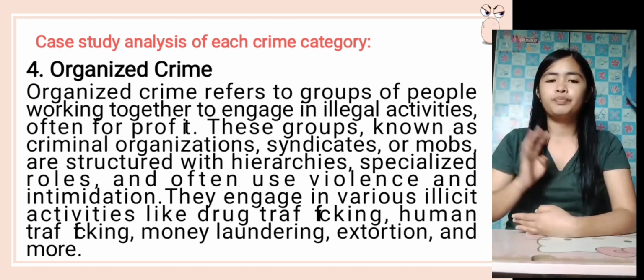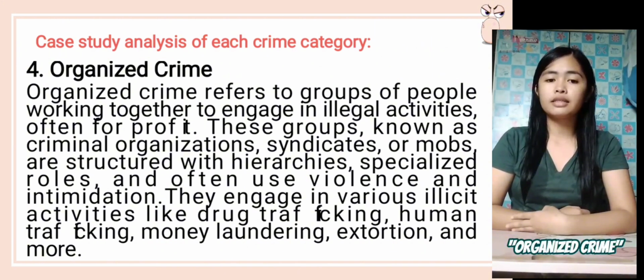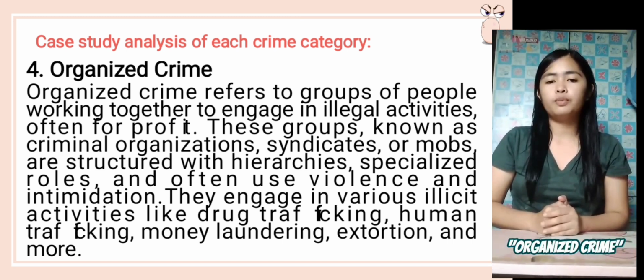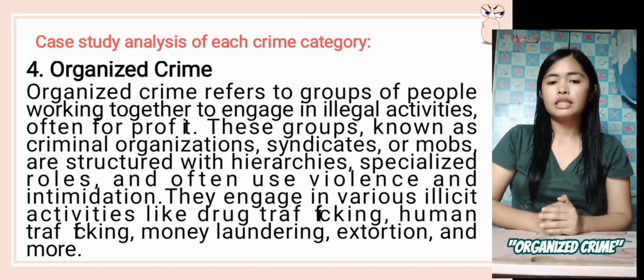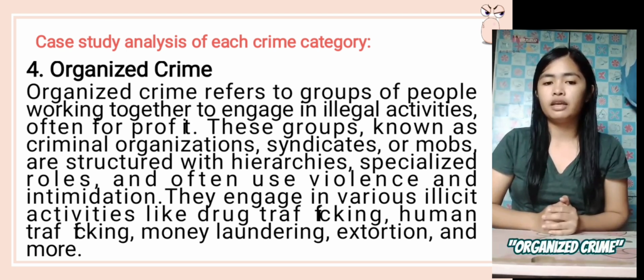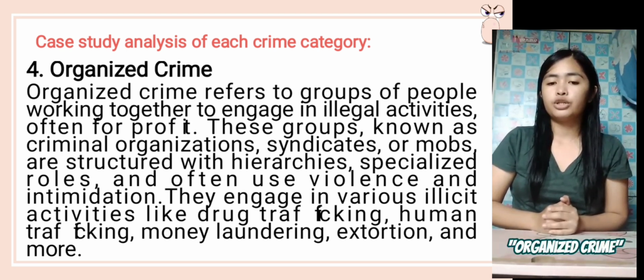So number 4, organized crime. Organized crime refers to groups of people working together to engage in illegal activities, often to profit. These groups, known as criminal organizations, syndicates, or mobs, are structured with hierarchies, specialized roles, and often use violence and intimidation. They are also engaged in various illicit activities like drug trafficking, human trafficking, money laundering, extortion, and more.